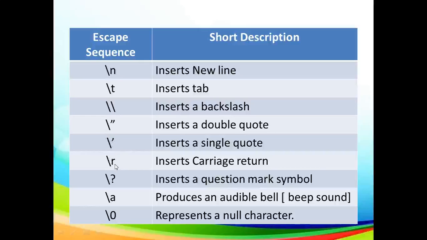And carriage return, \r, is like pressing the enter key. When we press the enter key, that line shifts to the next line. So in programming, if you want that, you can write \r. Next, if you want to print the question mark symbol, it can be written like this. Then if you want to produce one beep sound, you can use \a, which produces an audible bell, meaning a beep sound. Then \0 represents a null character.